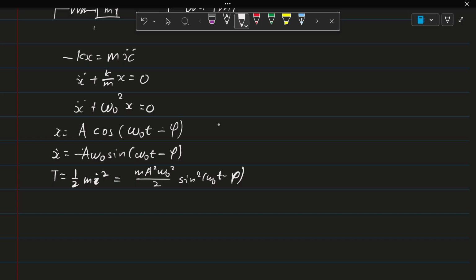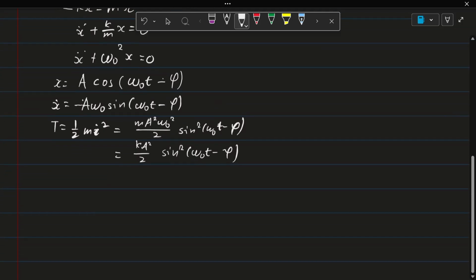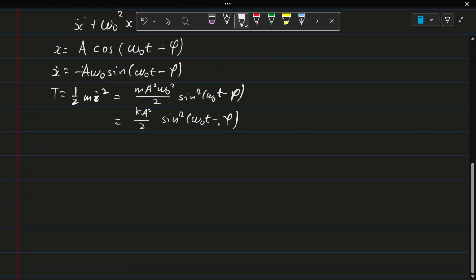And so you could actually take this omega 0 squared and convert that into the k over m. So you would get another form, which is ka squared over 2 sine squared omega 0 t minus phi. Now you might be thinking, what about the potential energy? So we could also do that.